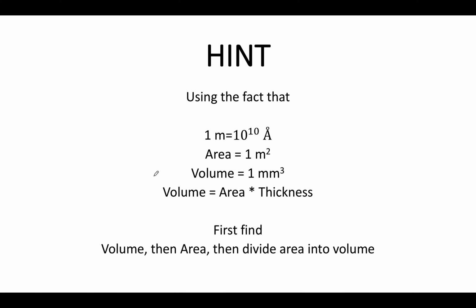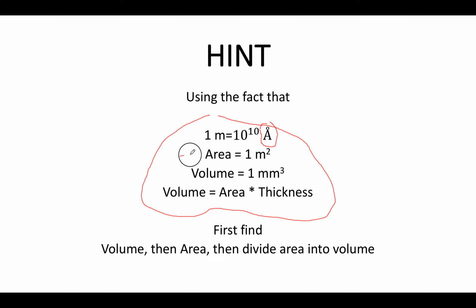Okay, so here are some useful conversion factors that I think would help you solve this problem. 1 meter equals 10 to the 10 angstroms. Again, this most likely will be given to you on a reference sheet. If not, you can memorize it. 1 meter equals 10 to the 10th power angstrom. Angstrom has this symbol here. Area equals 1 square meter. Volume is 1 cubic millimeter. And volume equals area times thickness.